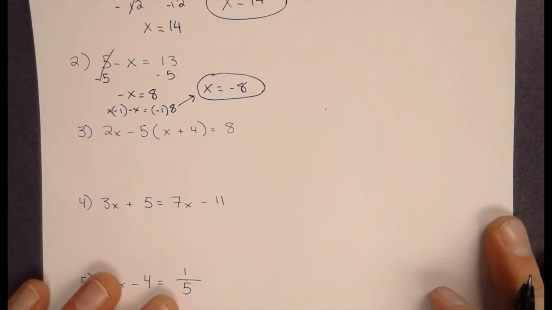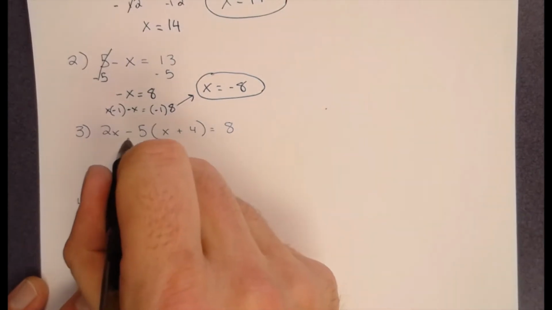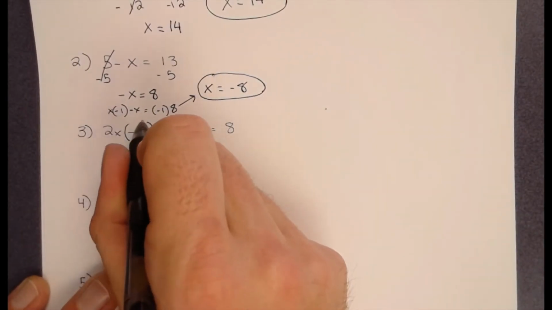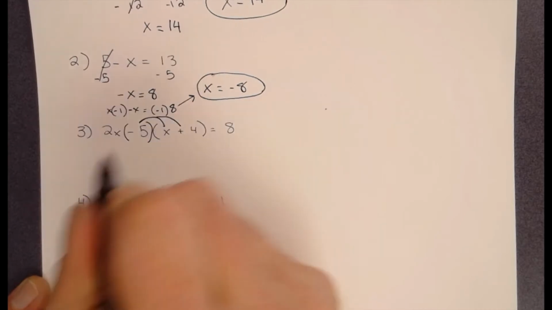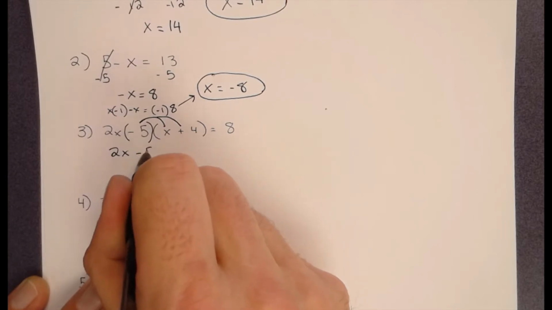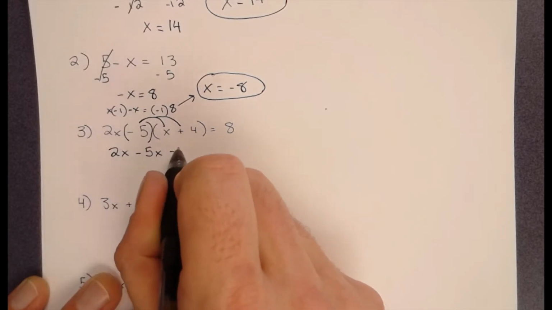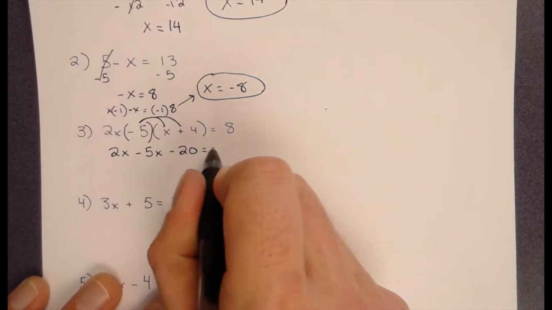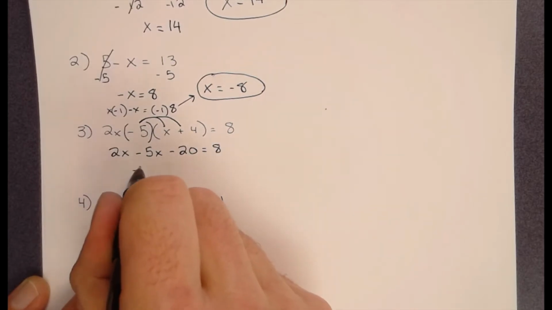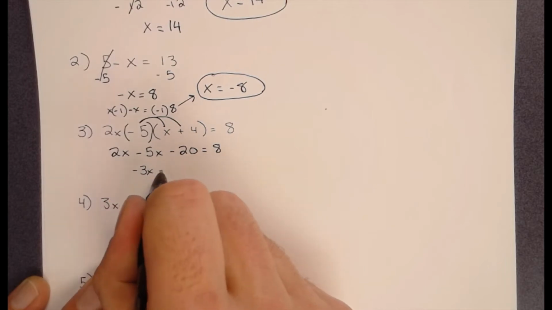Now in this next equation we have the negative 5 in front of a set of parentheses. This is like plus negative 5. The negative 5 needs to be distributed to both of the terms inside the parentheses. So negative 5 times x is negative 5x. Negative 5 times positive 4 is negative 20. And now we'll combine the like terms.